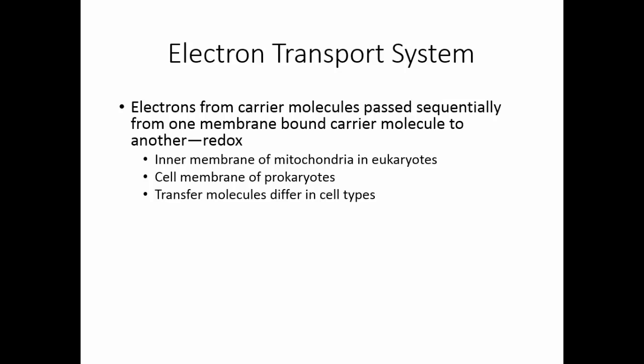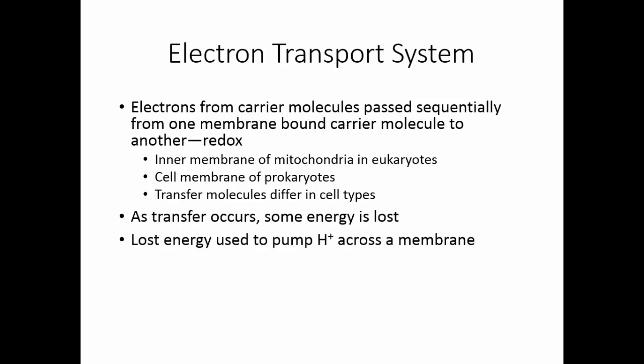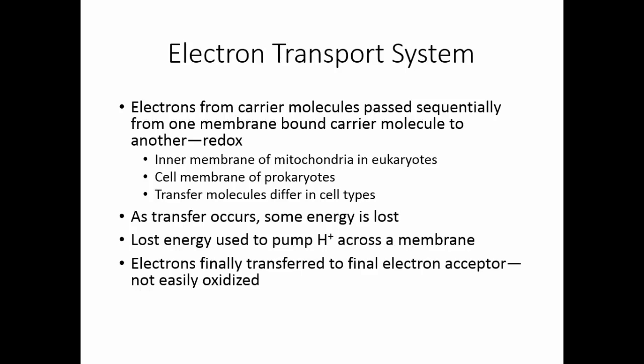the 2 cell types. As electrons are transferred from carrier molecule to carrier molecule, a little energy is lost. Not a lot, just a little bit. Just enough energy to pump a hydrogen ion across a membrane. The electrons are finally transferred to a final electron acceptor, that is, to a molecule that is not easily oxidized. Then we can produce ATP by the process known as chemiosmosis. We're going to create a flow of hydrogen ions, much like water turning a turbine at a dam.